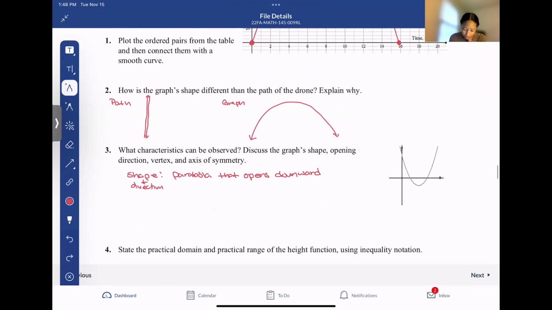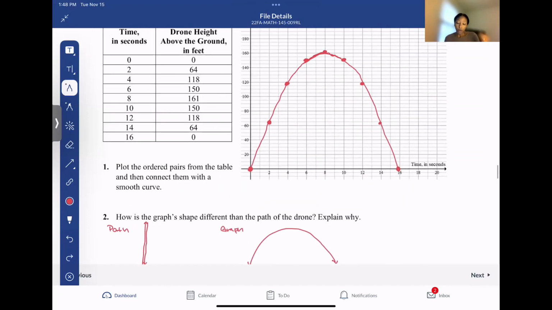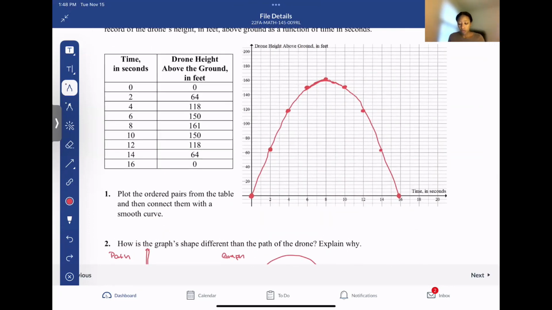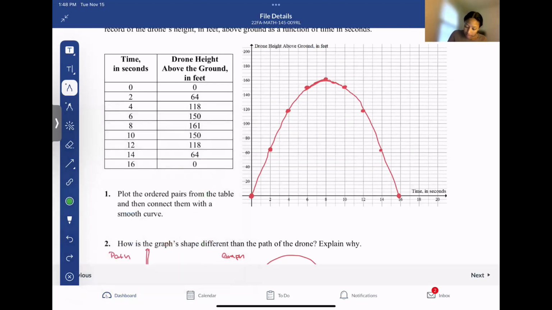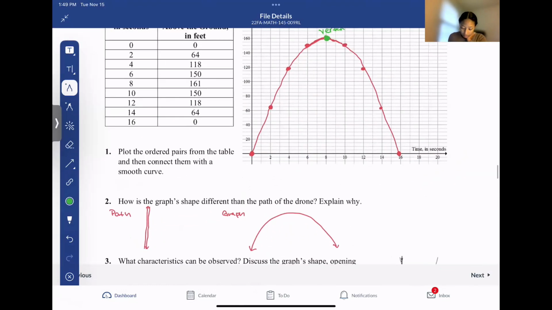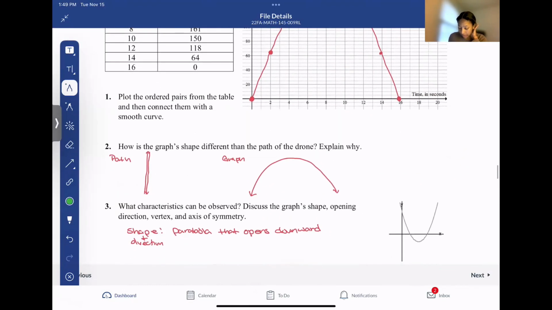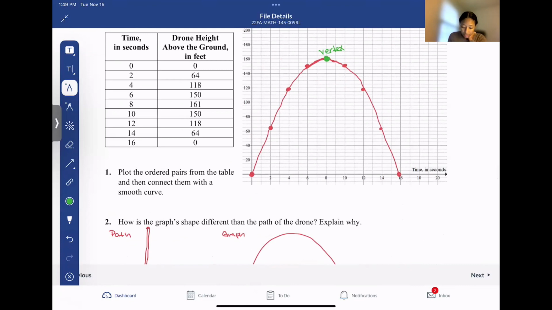All right, next, the vertex. So when we have a parabola that opens downward, we end up getting this maximum point at the top. This very topmost point is called the vertex. Okay. In this case, the vertex of the graph is given at the point 8, 161. It's the highest point on the graph.